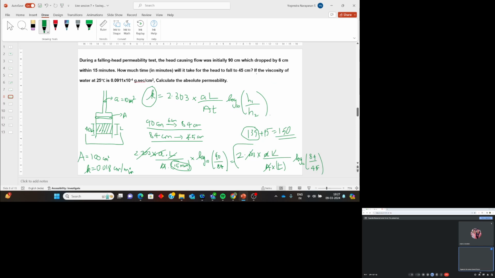Now you have the viscosity of water at 25 degrees centigrade, which is this much. Now calculate the absolute permeability, which is intrinsic permeability, denoted as capital K. Do you remember the relationship? Yes, sir. Now you can calculate.